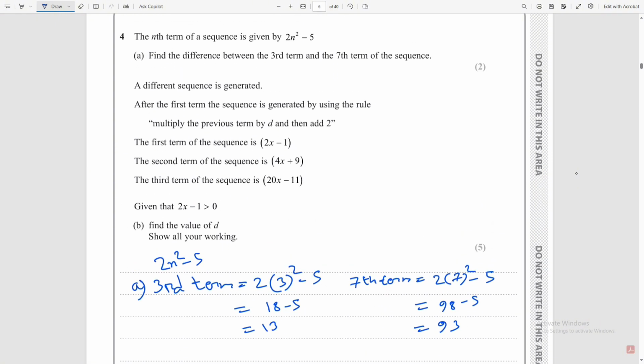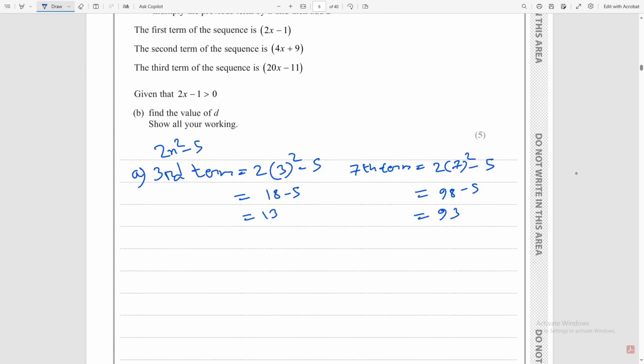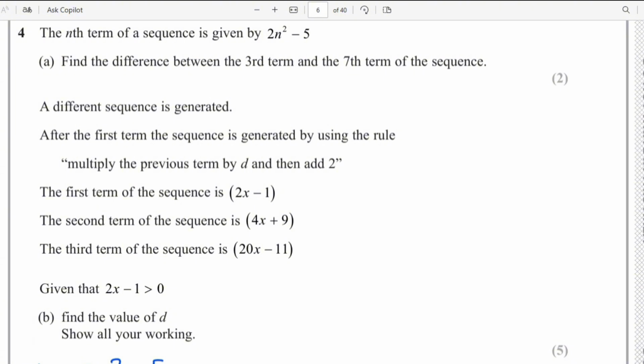And question A told us to find the difference between the third and the seventh term. So to find the difference, we'll just subtract the third term from the seventh term. So this is the answer to question number 4, part A. Now let's move on to part B of question number 4.